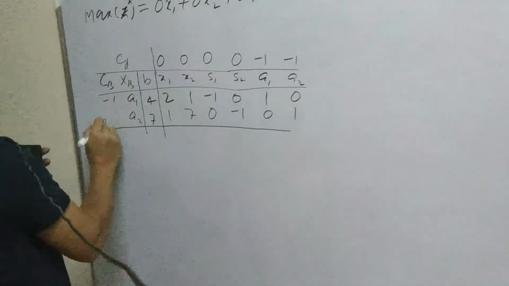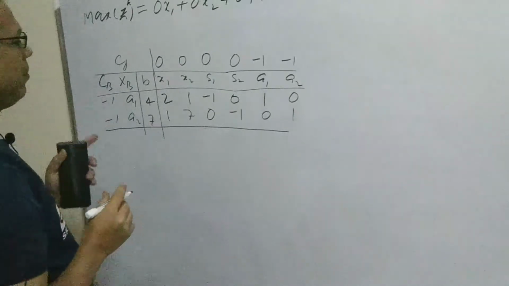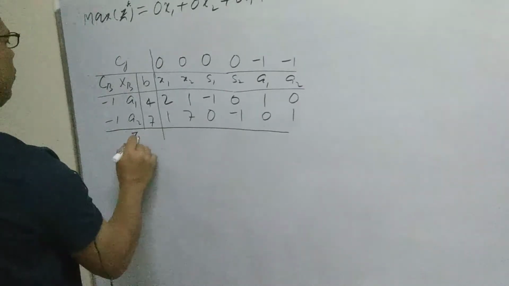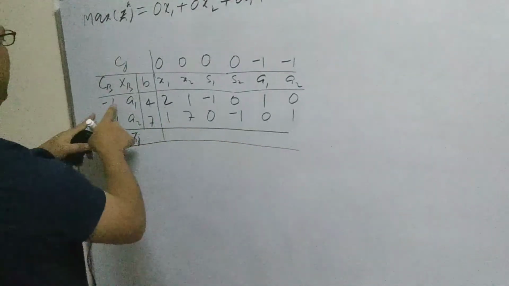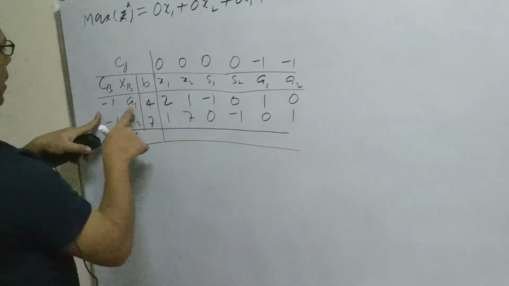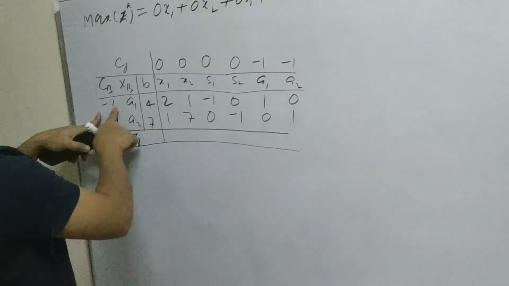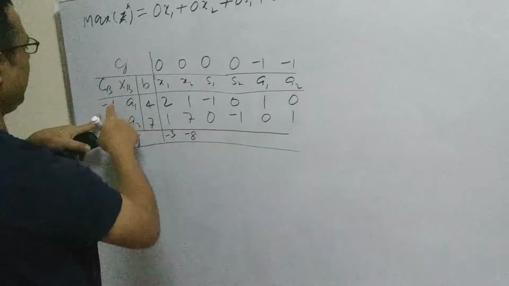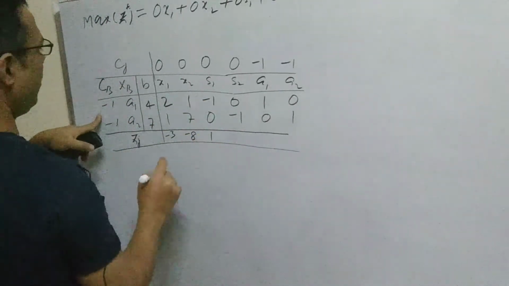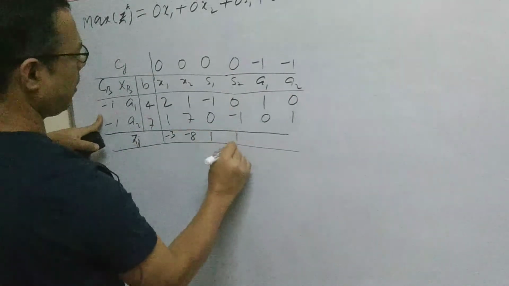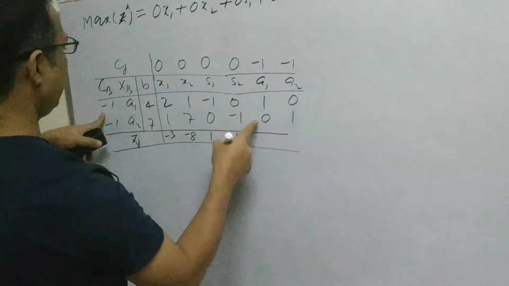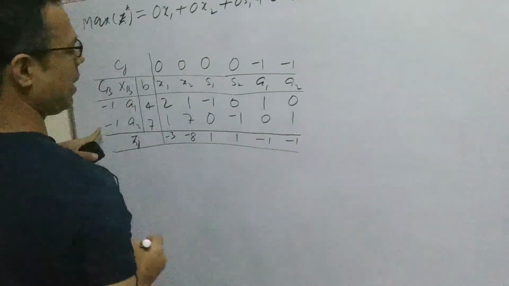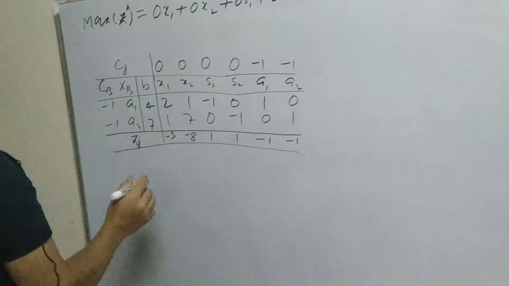Its coefficients are minus 1 and minus 1. In the big M method its coefficients were minus M and minus M. Now in a similar way we need to go for zj. To get zj, we simply multiply this term by this term: minus 2, minus 1, minus 2, minus 1, and add; minus 2 minus 1 is minus 3, minus 1 minus 7 is minus 8, and so on. Just copy these, multiply the two terms, add, and write into zj.